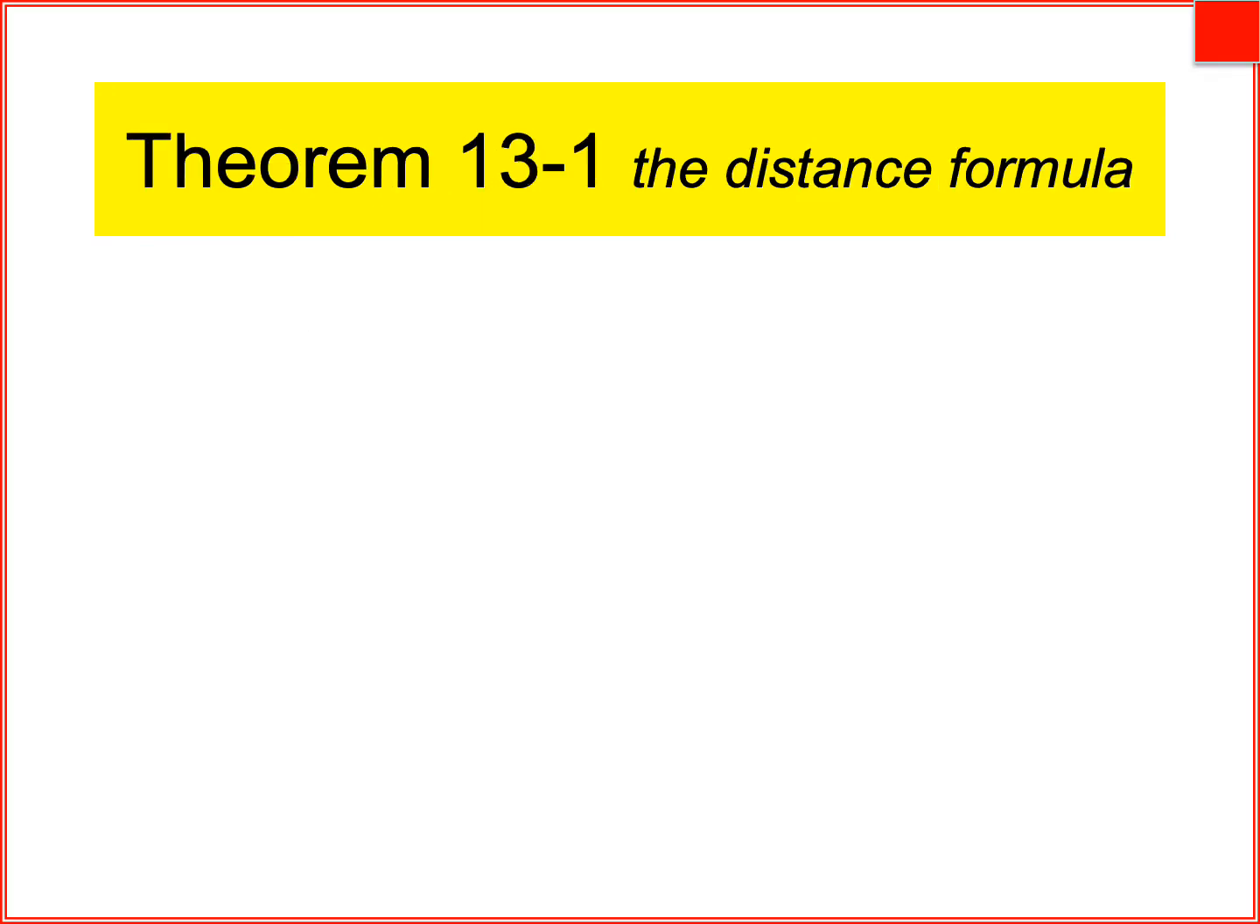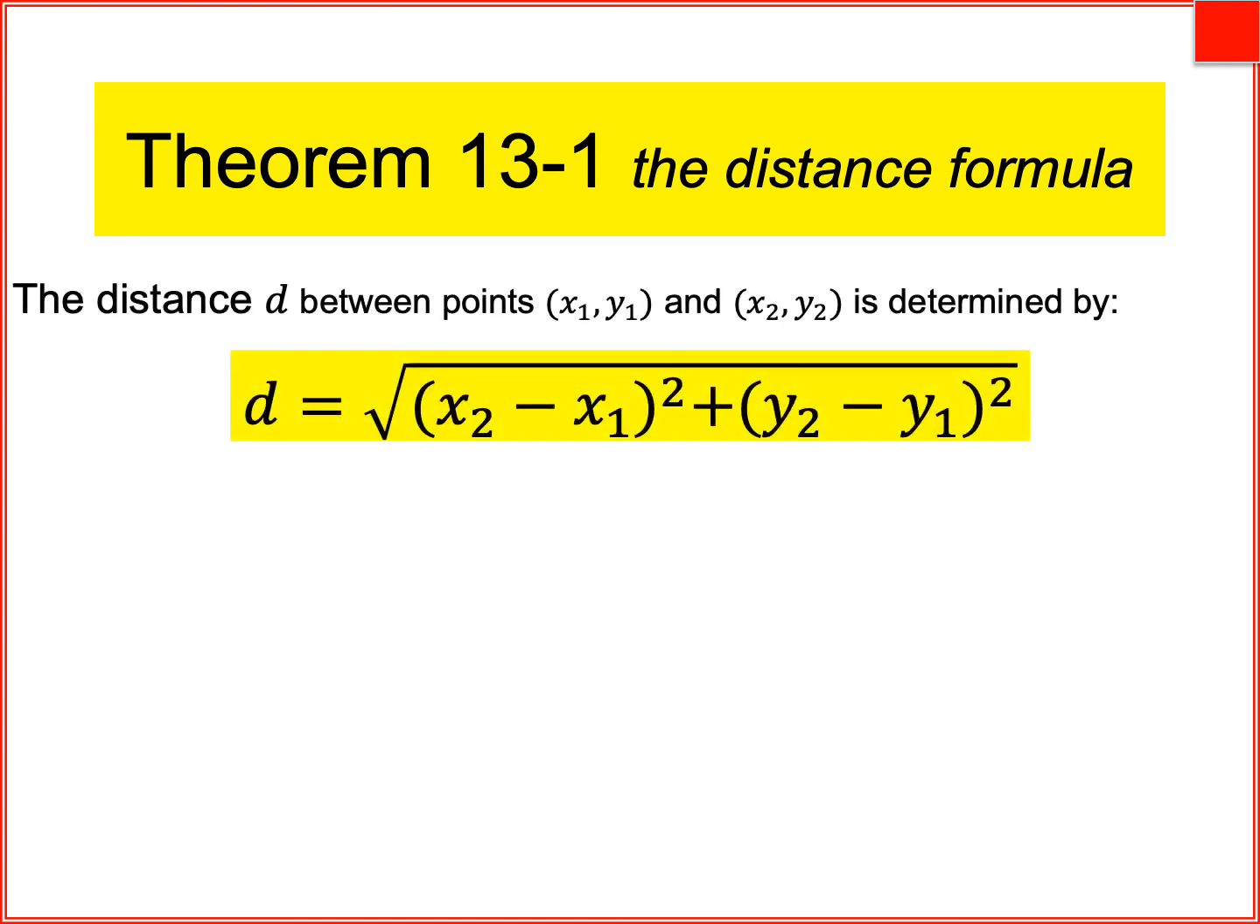And by the way, this is Theorem 13.1. It's called the distance formula, and it says the following. The distance d between these 2 points, x1, y1, and x2, y2, is determined by the formula d for distance is equal to the square root of the quantity x2 minus x1 squared plus the quantity y2 minus y1 squared.